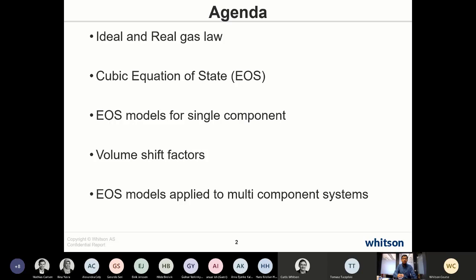We'll start with that, and then we will jump into the cubic equation of state models, and there will be a bit of history, and Curtis can talk about the interesting stories about the history, of course. Then we will see how the equation of state models can be used for a single component, and then we will look at volume shift factors. We will see what these are and why we need them in the EOS models, and then we will go into more complicated phase behavior with multi-component systems. You'll see how the EOS models are applied to such systems, which we generally see in our petroleum systems.